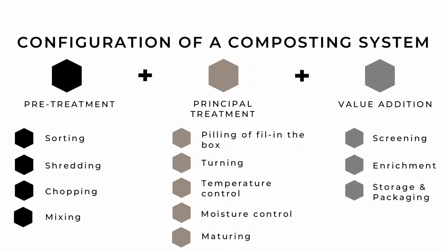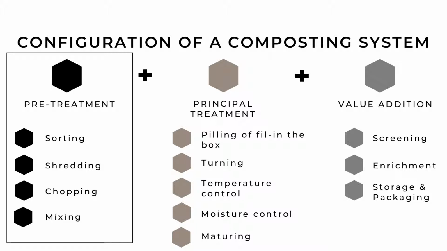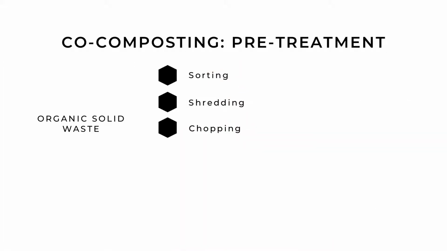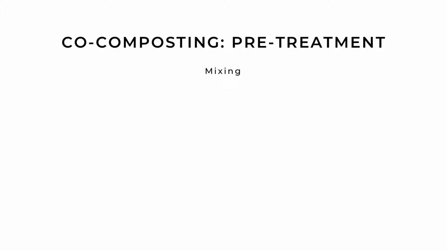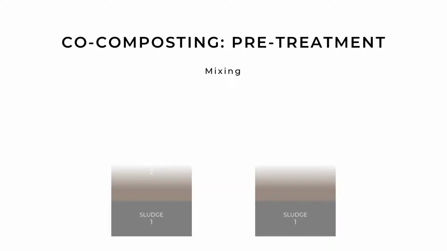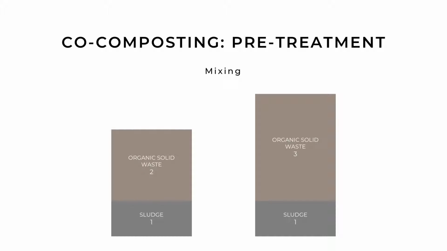The co-composting system is the same as composting of organic waste that I just introduced, and therefore the control parameters remain the same. The main difference is that now in the pre-treatment step, besides preparing the organic solid waste, you also need to pre-treat the fecal sludge so that its characteristics are adequate for the composting process. Once dewatered, the sludge should be mixed with the organic solid waste at a ratio of 1 to 2 to 1 to 3 for optimal co-composting conditions.